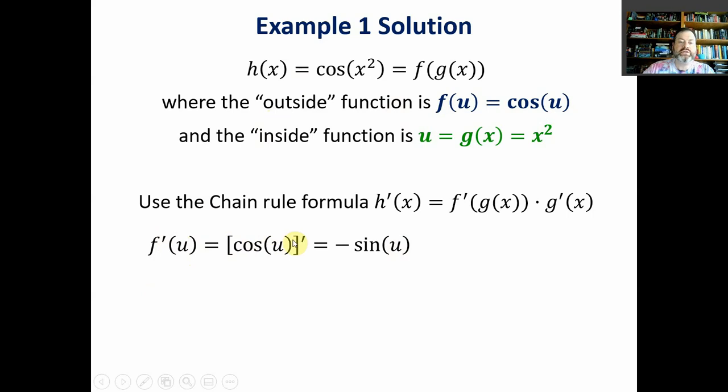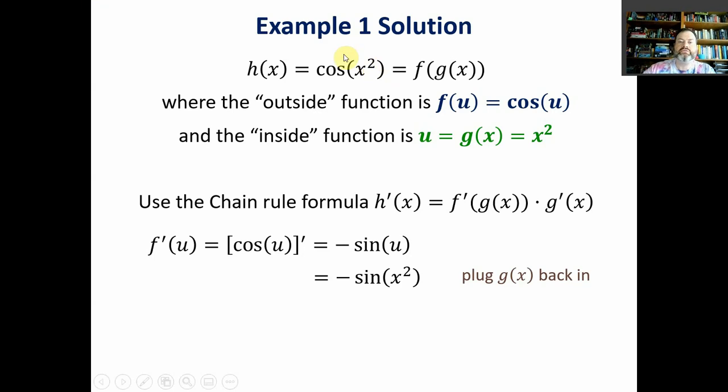So the derivative of cosine of u is, of course, negative sine of u. Then what you do is you plug g of x back in, so it's negative sine of x squared. You don't have to show all of this work every time, but for the first example, I'm breaking it all the way down just to show you how it works.